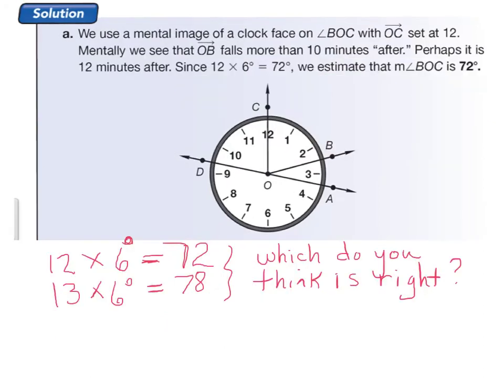Well, in fact, if we guess that it's about 12 minutes, then we would take 12 times 6, and our guesstimate would be 72. Or we could think that it was more like 13 minutes, so we'd take 13 times 6 and get 78. Which one do you think's right? Well, let's see.